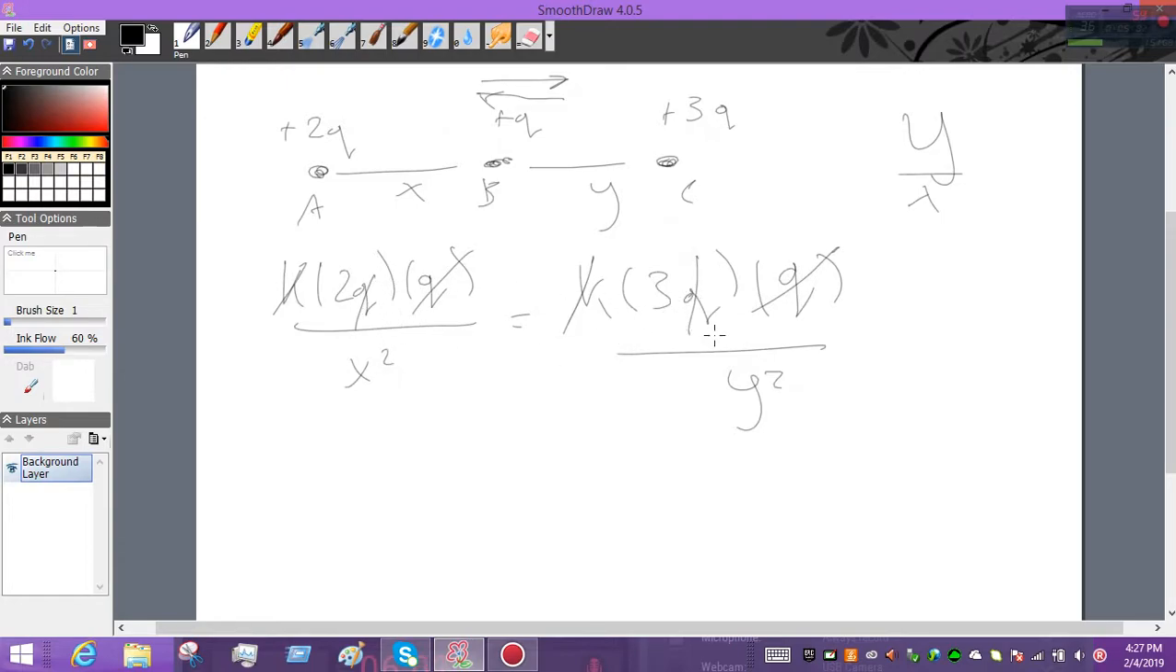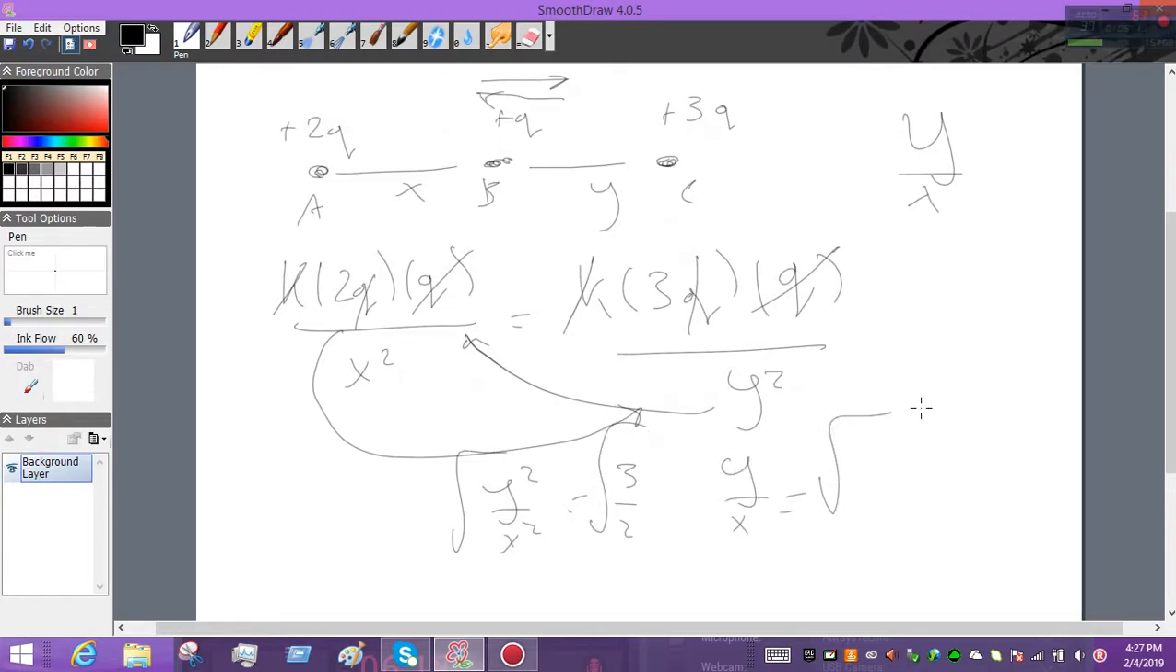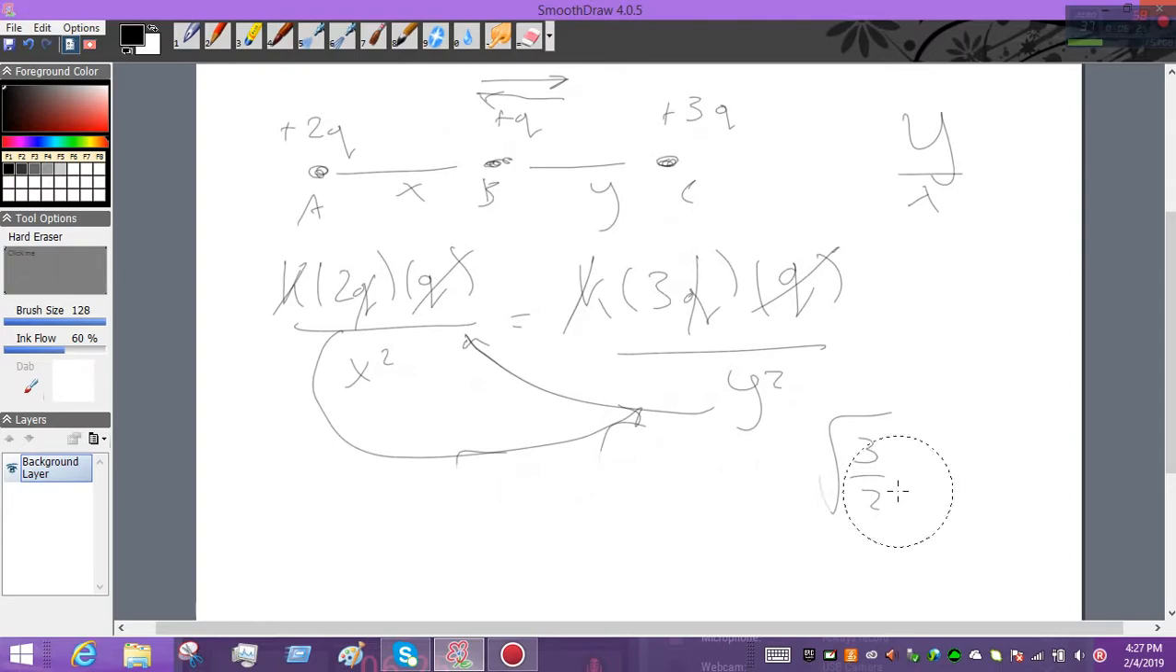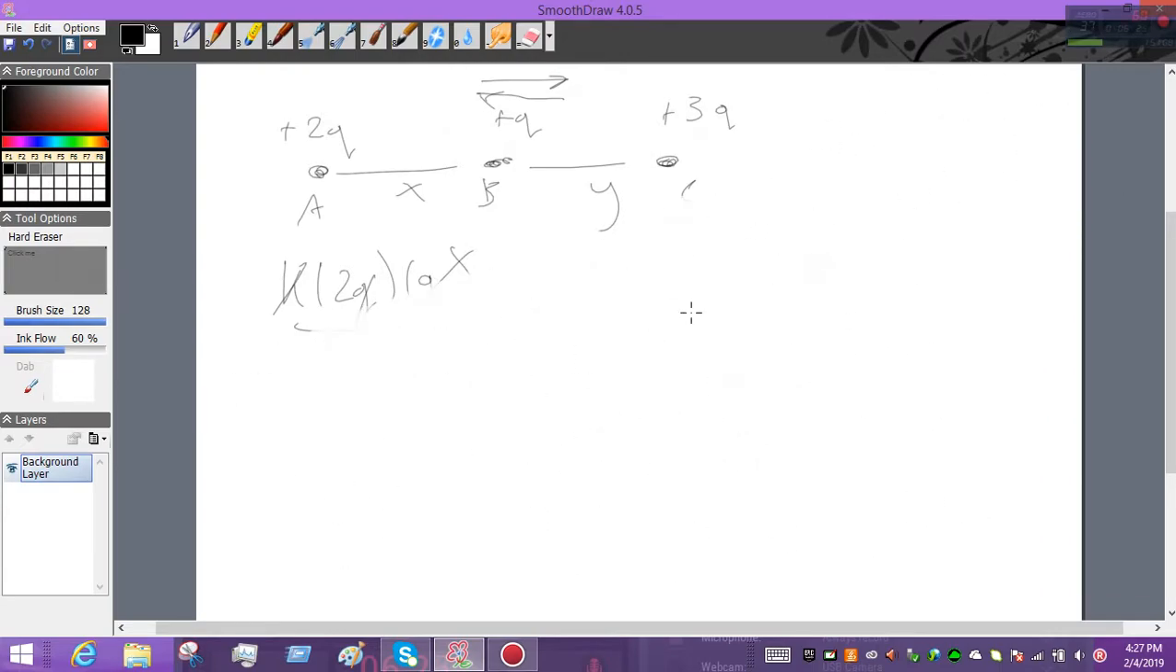So we want Y over X, so we're going to multiply across by Y, and then divide by 2 over here, and we get Y squared over X squared equals 3 over 2. Thus, if we take the square root of both sides, we get Y over X equals the square root of 3 over 2. There we go, and on to the next practice problem.